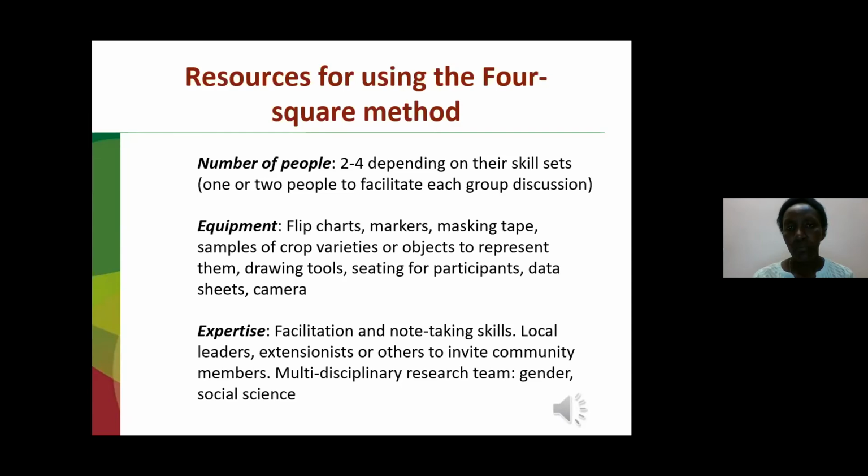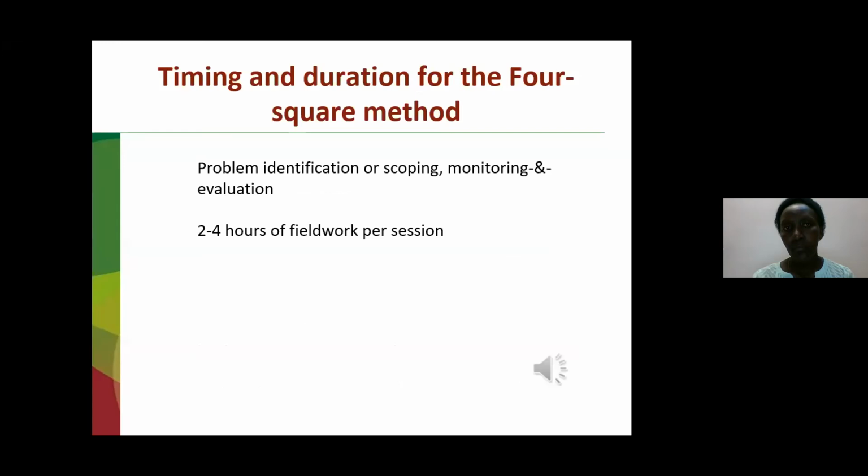And under expertise, we need facilitation and note-taking skills. We also need local leaders, extensionists or others to invite the community members. Overall, in using this method, we need a multidisciplinary research team, and here we need gender specialists, social scientists, as well as biophysical scientists, and any others that might be deemed necessary. The 4-square method is important for problem identification in a seed system or scoping, but it's also important for monitoring and evaluating a seed system intervention. It takes 2 to 4 hours of field work to carry out each session in the field.